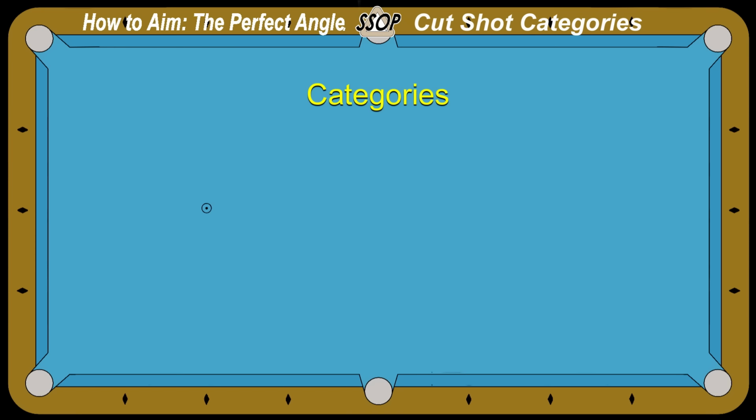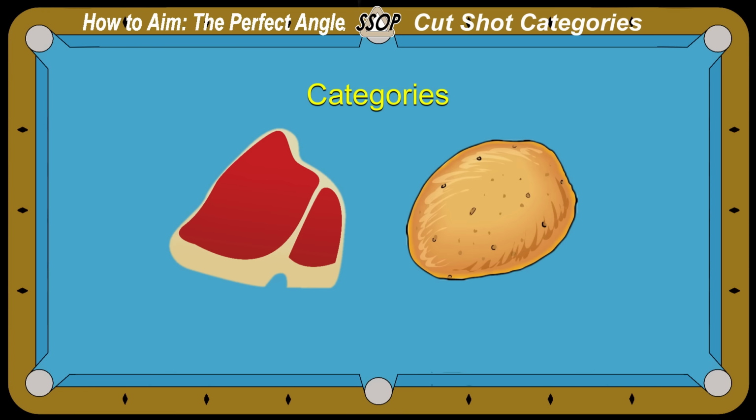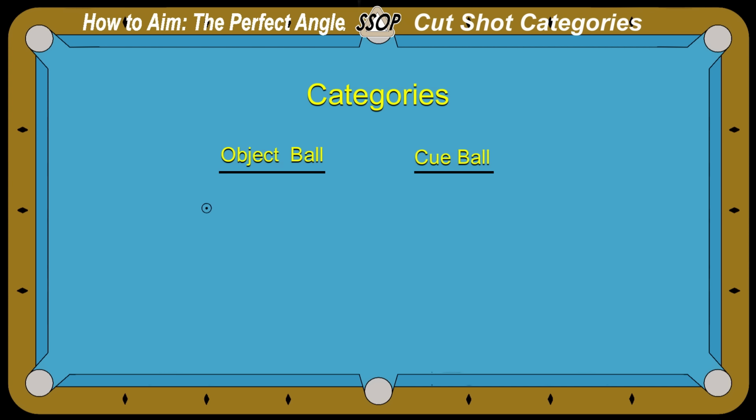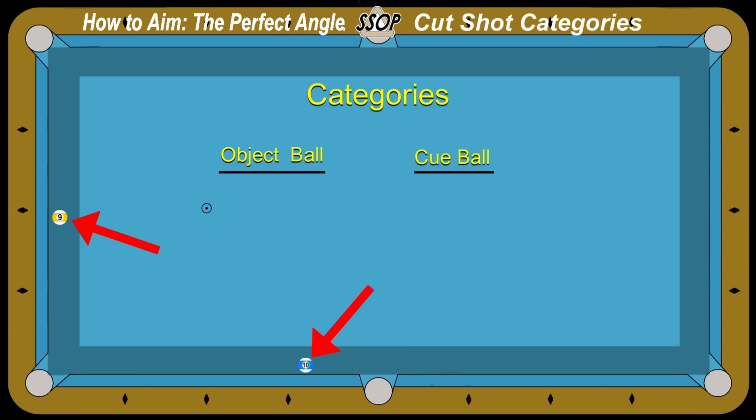This is just about cut shots, the meat and potatoes of your pool game. We can categorize all cut shots by the position of the cue ball and the object ball. When an object ball is on or within one ball diameter of a rail, that's a rail shot. Rail shots can only be cut into one of two corner pockets.